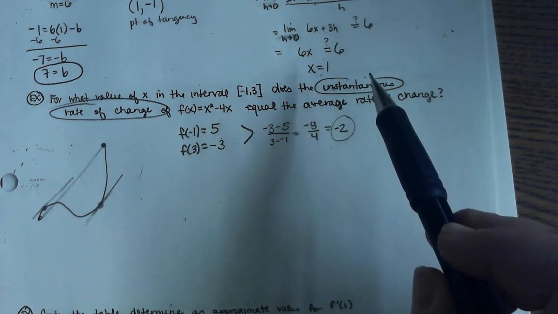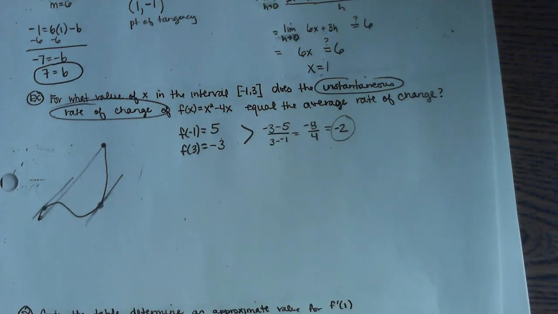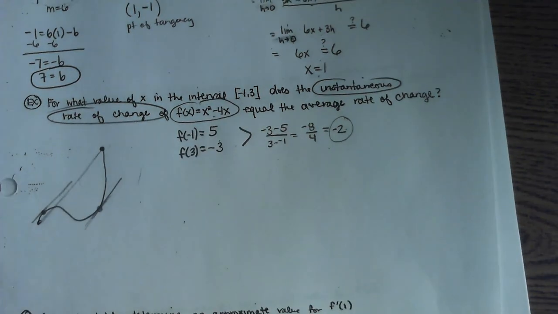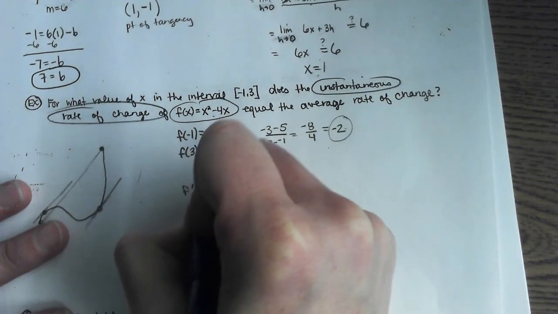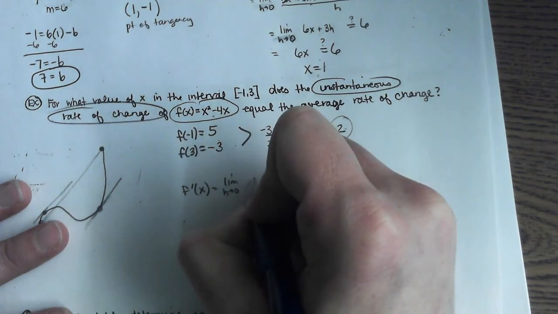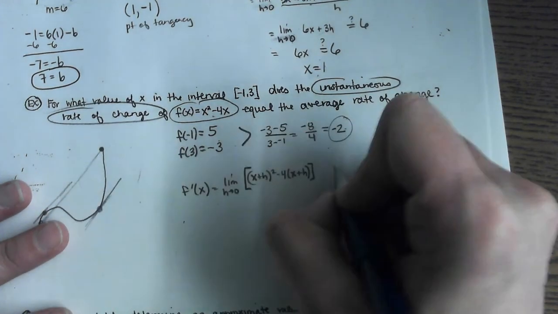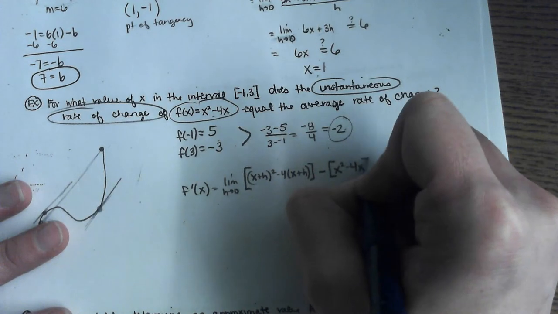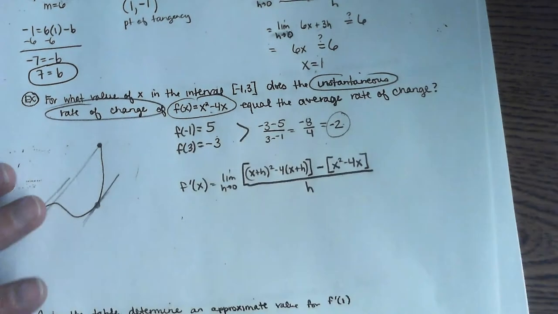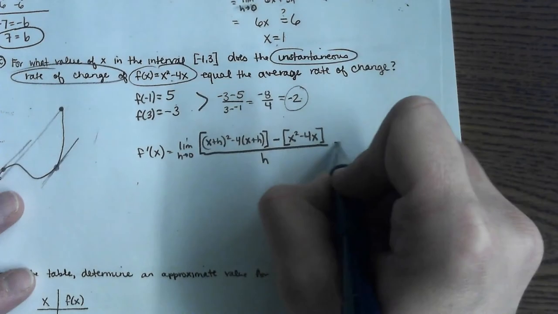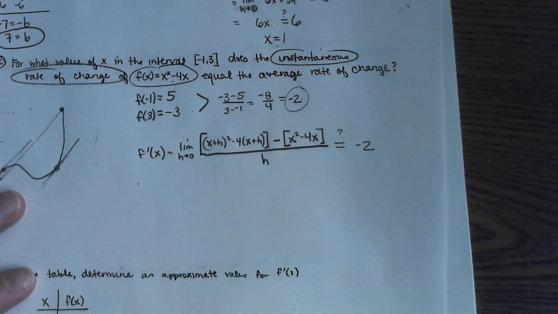So we want to find out when our instantaneous rate of change equals negative 2 as well. And our instantaneous rate of change comes from the derivative. So we're going to find the derivative of this, and we're going to set it equal to -2 and figure out where this occurs. So f prime of x is our limit as h approaches 0, f of x plus h minus f of x all over h. And I'll be looking for where that equals -2 once I boil this down.